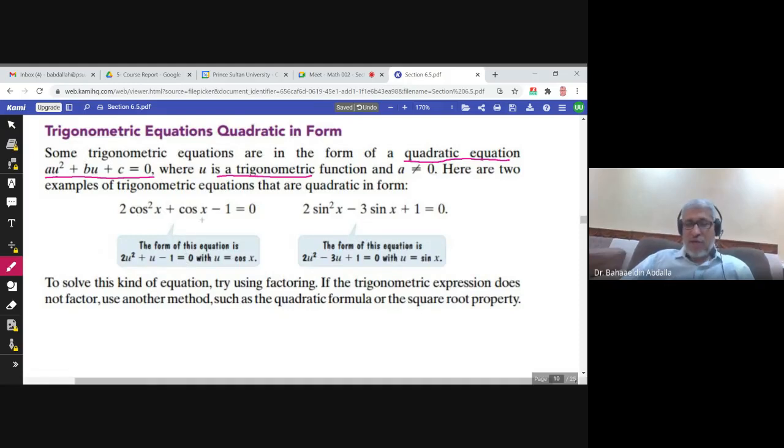So we call this equation quadratic in form because you can change it to a quadratic equation by this substitution. Also here, this is a quadratic in form because if you call sine x u, you will have 2u squared minus 3u plus 1 equals 0, and this is a quadratic equation. How to solve such equations? Very easy. You try factoring. If factoring doesn't work, you use the quadratic formula or the square root property.